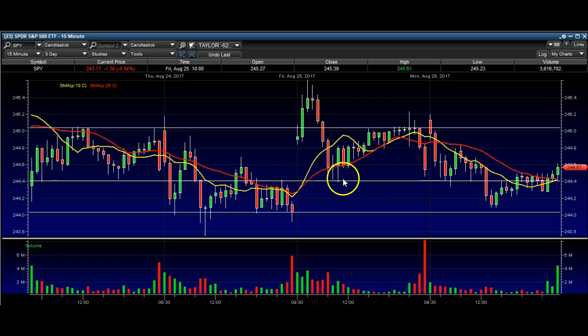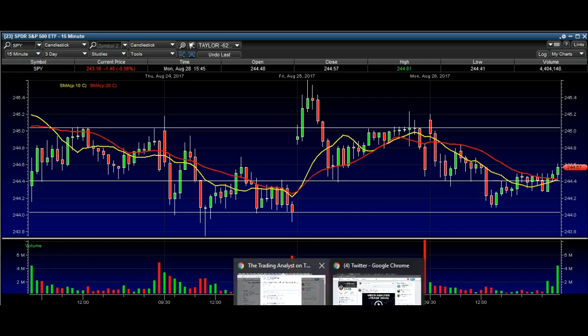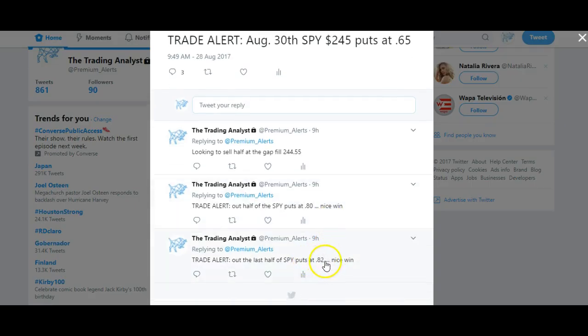Now it turns into some support, and we saw a reaction off of this level and a break of the high, so we ended up stopping out right here on a trailing stop for 82 cents. We sold the last half. So about a 28% win, something like that, on the S&P 500 puts there.